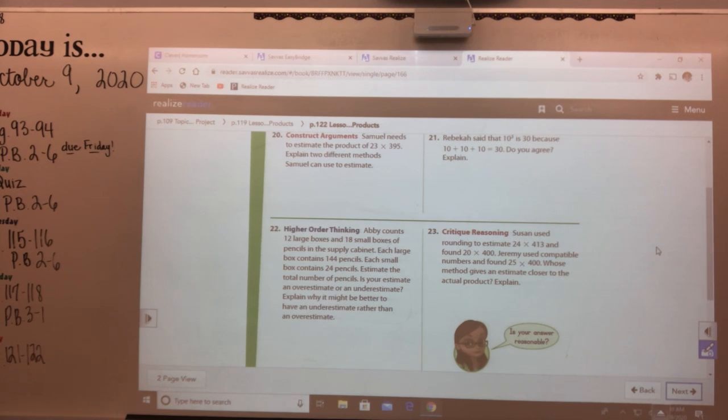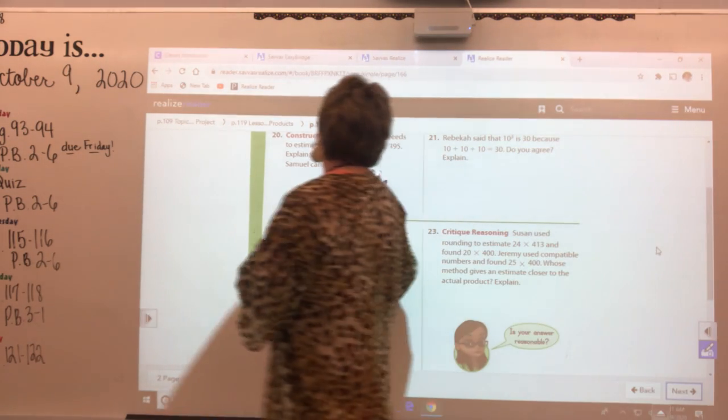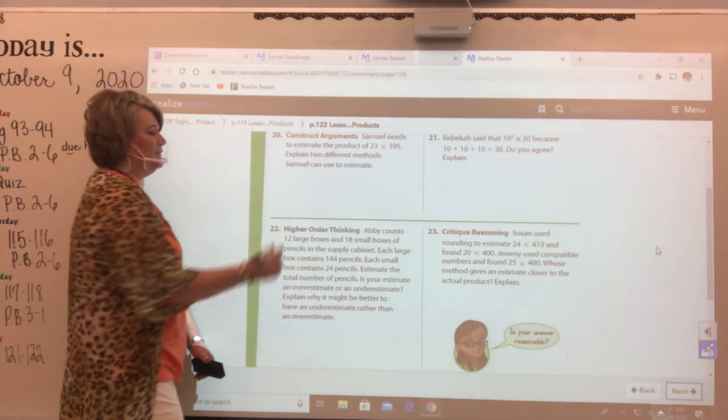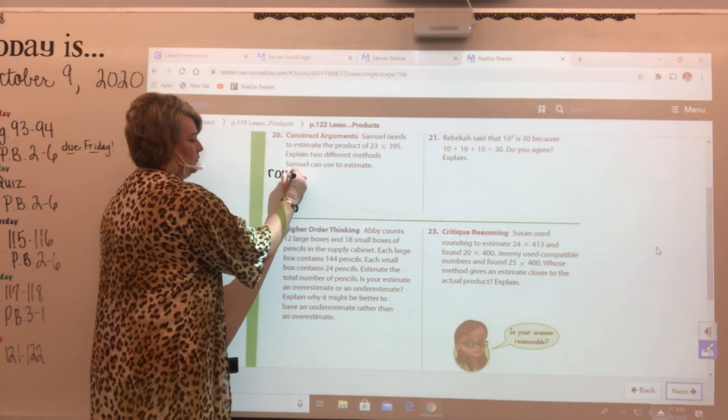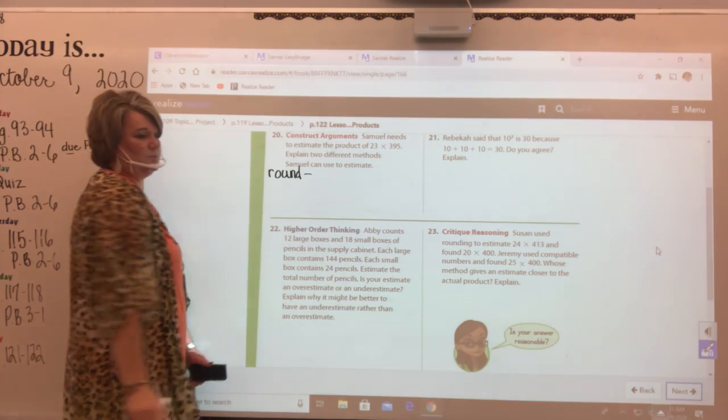Number 20. Samuel needs to estimate the product of 23 and 395. Explain 2 different methods Samuel can use to estimate. Well, the first method we're going to use is rounding. So write round. And here's what we're going to do.